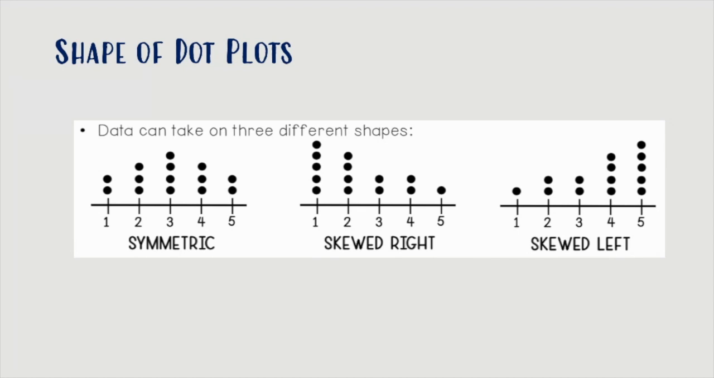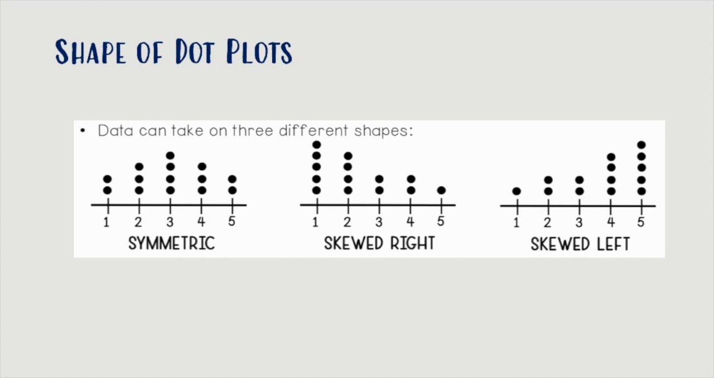So the symmetric shape is either shaped like a bell with the arch at the top, or a bell with the arch pointing at the bottom and the higher ones on the sides. But here, our example of symmetric is we have a defined center, and it looks the same on both sides of our center points. Then we have skewed to the right.